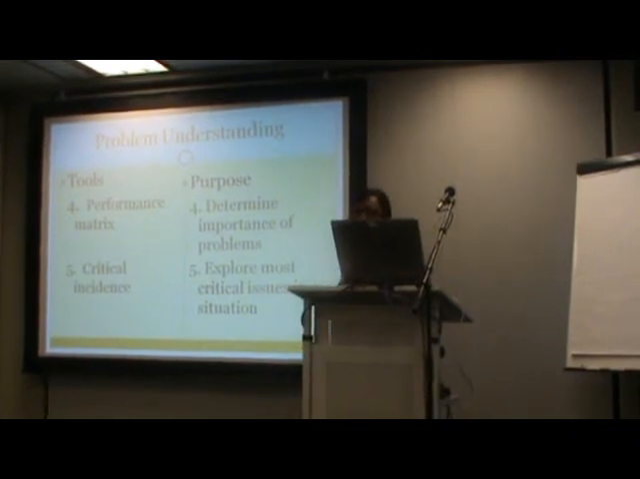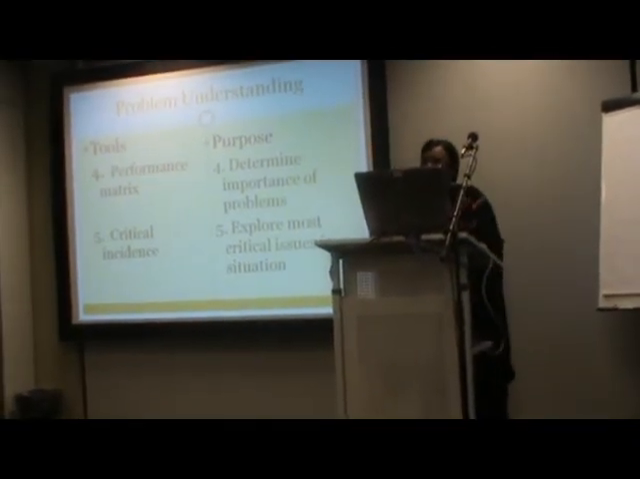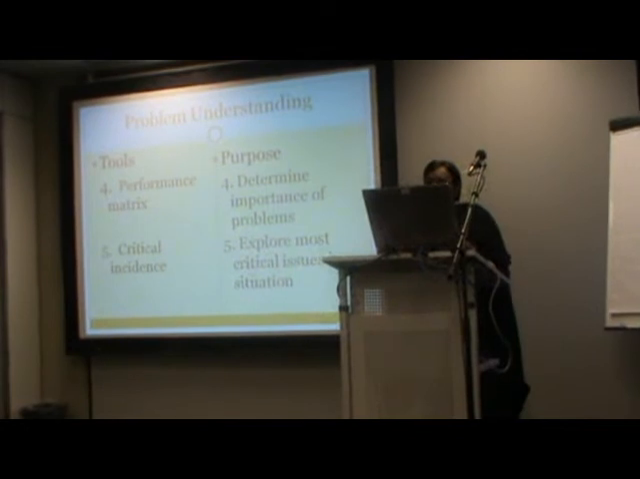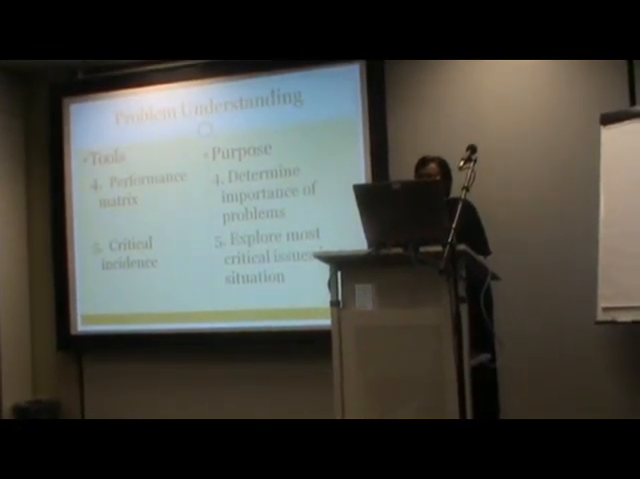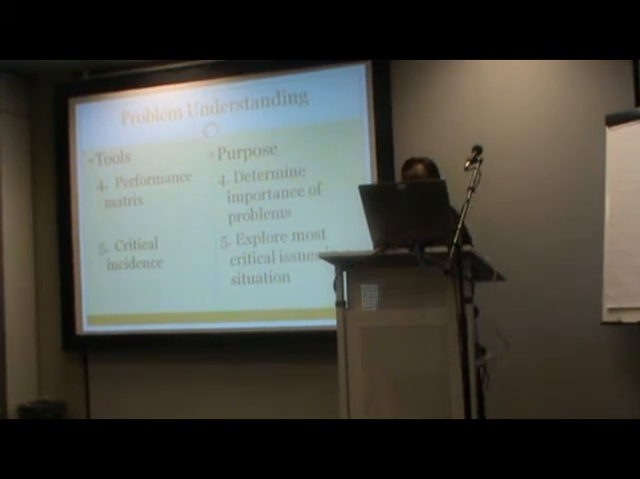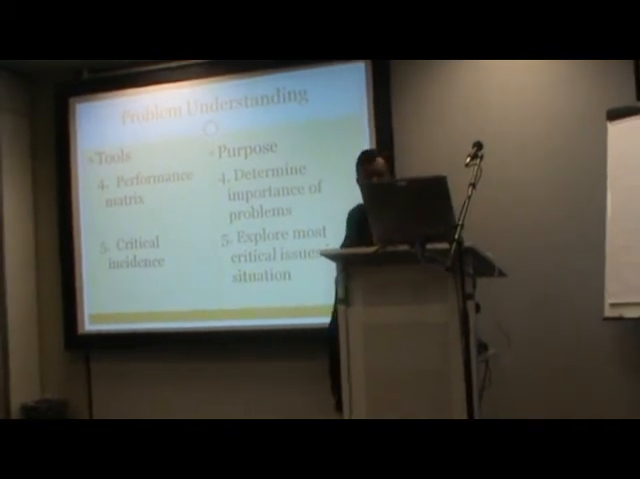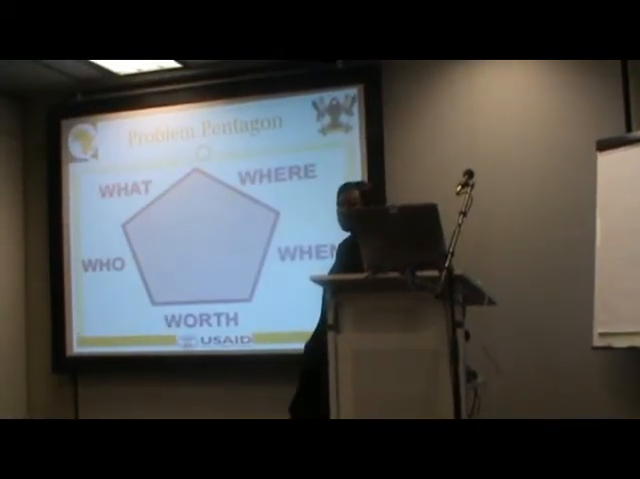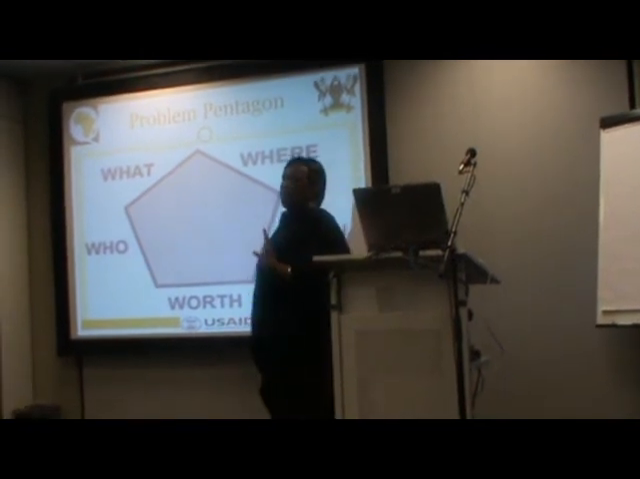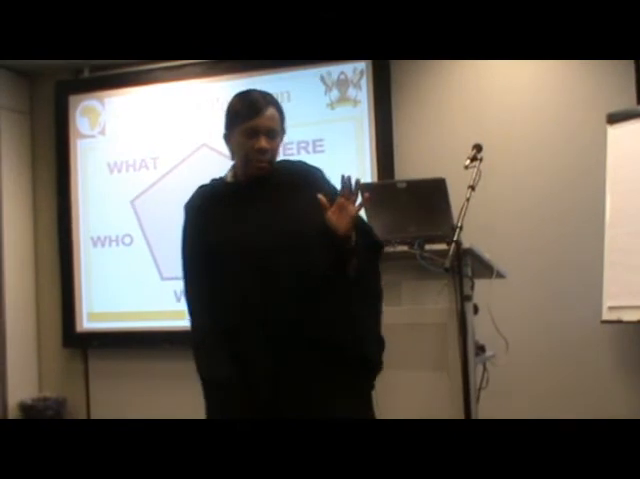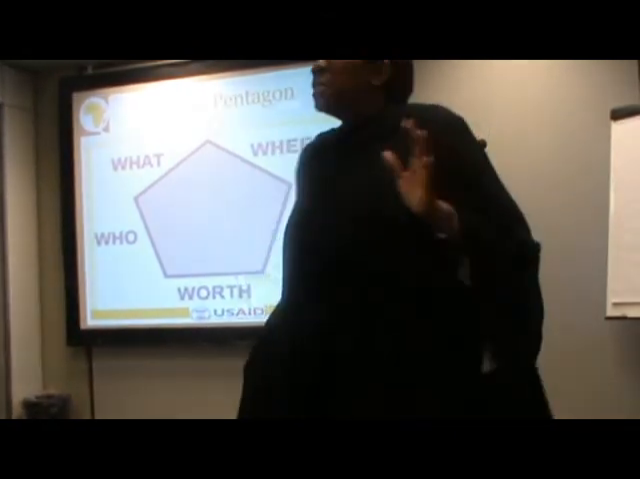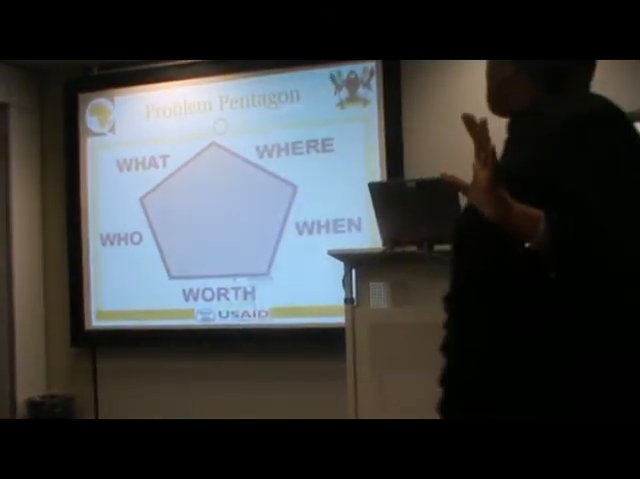You can have a performance matrix. This gives you just the importance of the problem. How important is it? And critical incidence is, what are the critical issues in that problem? You know, when it occurs, what are the critical issues? So we'll look at the problem pentagon first. Very easy, but very important in terms of helping you.